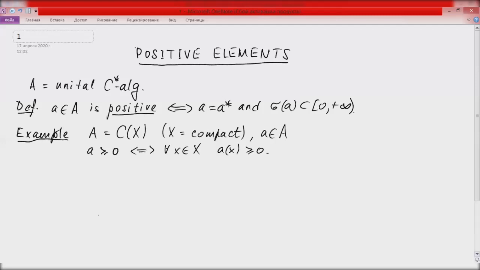So morally, self-adjoint elements could be considered as non-commutative analogs of real numbers, and the positive elements are non-commutative analogs of non-negative numbers. Let's introduce some notation. The set of all self-adjoint elements of our algebra will be denoted like this, and the set of all positive elements will be denoted in this way.